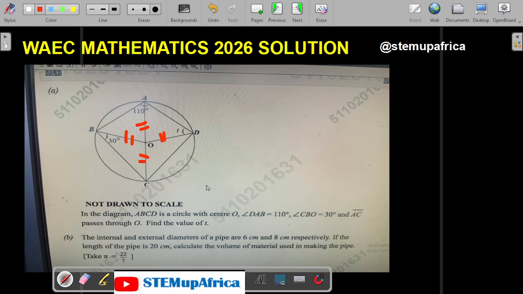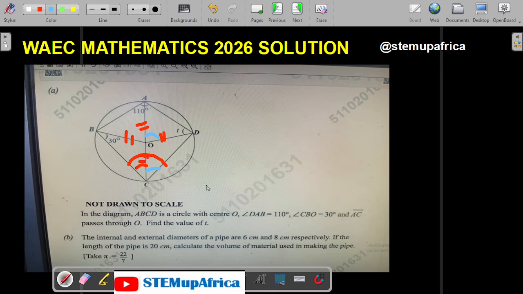They're asking us to find t. To find t would be very easy for us to do. Let's check how we can get t. First, we need to know what angle C is. After knowing angle C, we can know this entire angle, and we can also know this one. Then we can get our results. It's as simple as that.